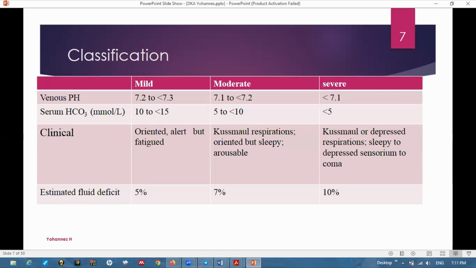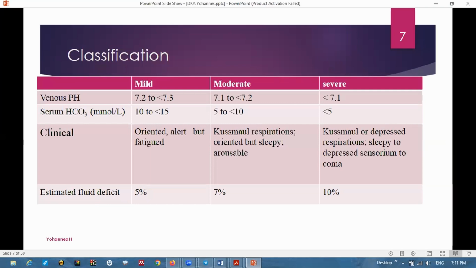The other is moderate, when the venous pH is 7.1 to 7.2, serum bicarbonate level between 5 and 10. There is Kussmaul respiration, meaning deep and fast breathing. And when you see the GCS, the patient is oriented but sleepy, but he is arousable.